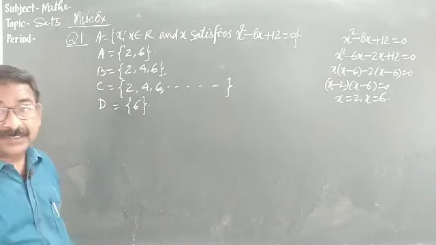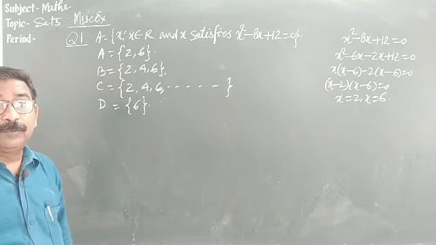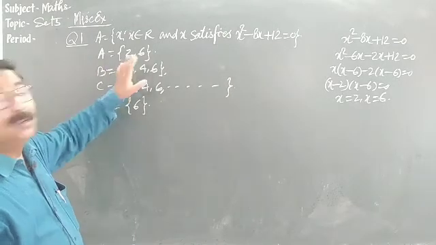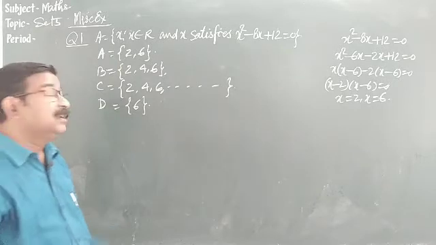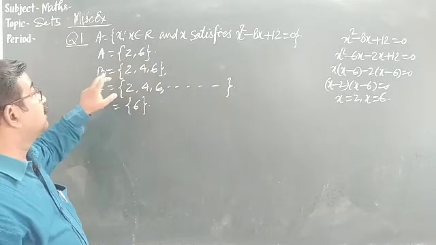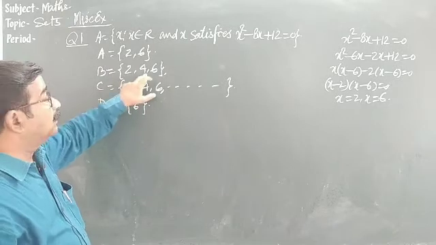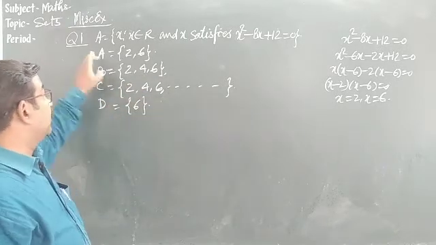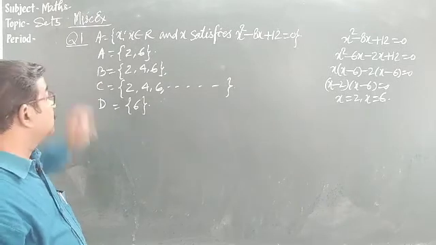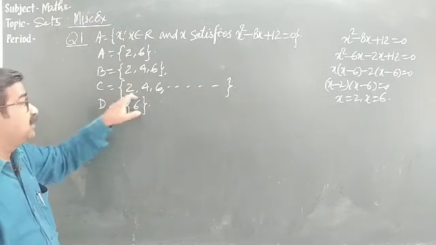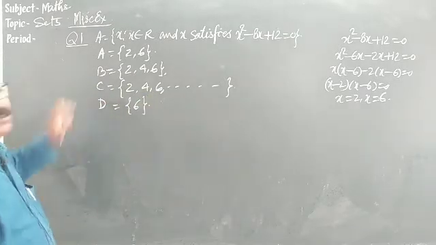These are 4 sets and you have to identify which set is a subset of each other. It is very clear. Now you can write: 2, 6 is found in B, 2, 6 is found in C. So A is a subset of B, A is a subset of C. You see, B, 2, 4, 6 is found in C. So B is a subset of C.